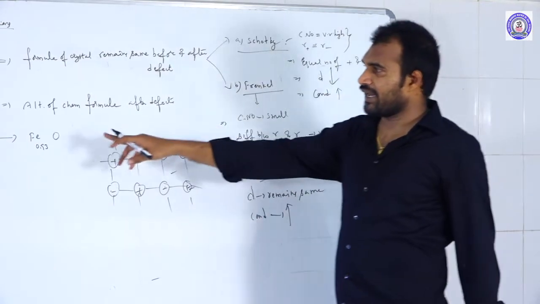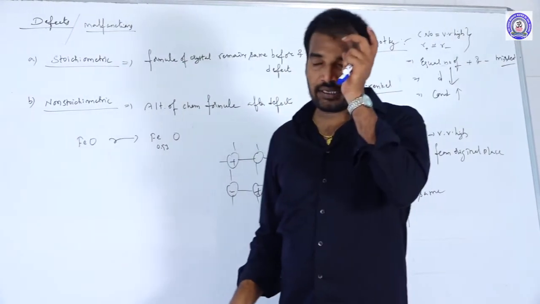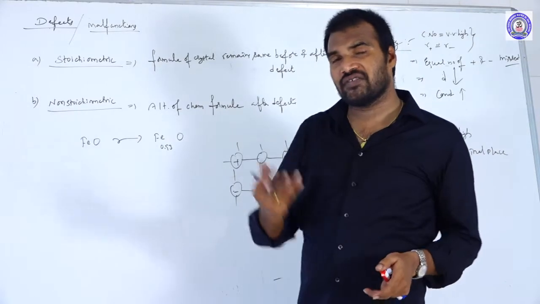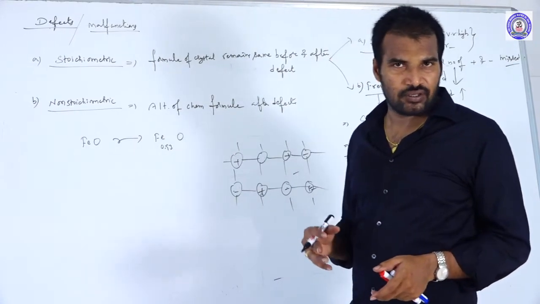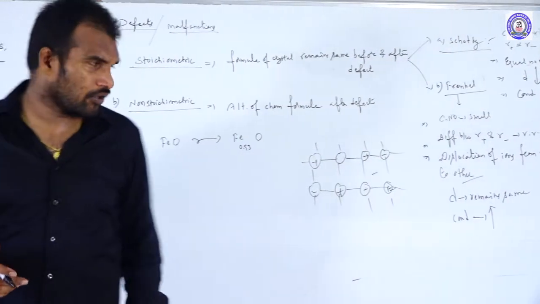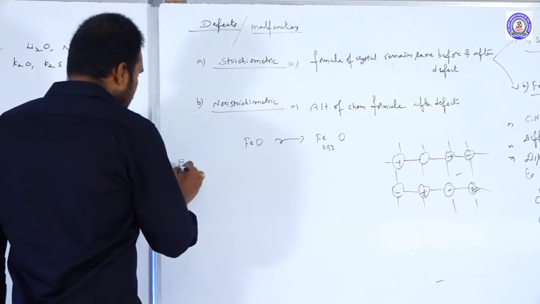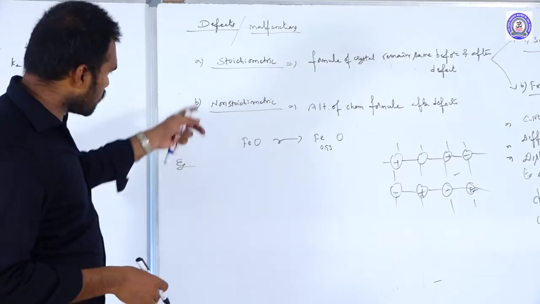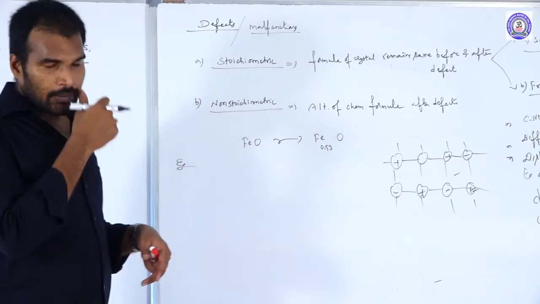Non-stoichiometric defects, the second category. In the non-stoichiometric defects, there are metal excess defects and metal deficiency defects. So many types are there. I'm not going to discuss that. I wanted to discuss an important method of this. There is a chance of a question being asked on these non-stoichiometric defects.